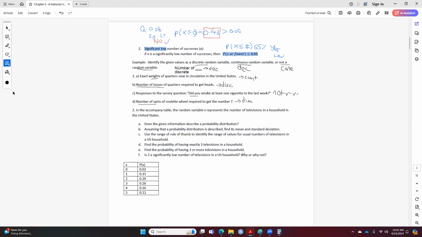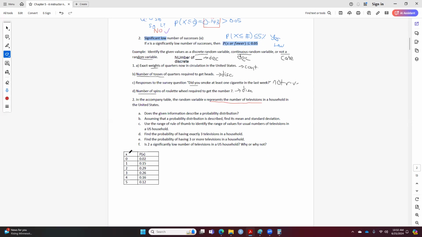Okay. Let's read question 2. Question 2 says that on this table the random variable X is representing the number of TVs in a household. So how many TVs do you have in your house? Okay, so that's your X. Again, this is a discrete type because of the words number of televisions. So if you look at this table here, the X in this case represents the number of TVs. Okay, that means you get 0, 1, 2, 3, 4, 5 TVs here. And these are your probabilities. Okay, so the P(X) is your probability.